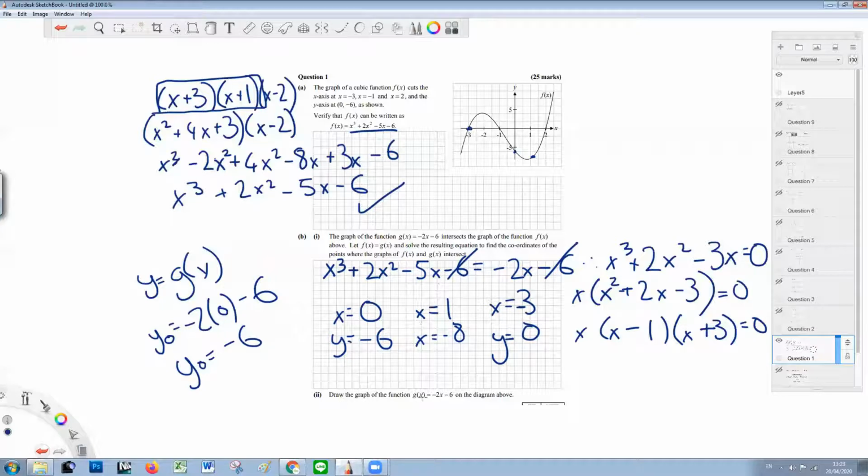Draw the graph of the function g of x on the diagram below. So basically just draw straight through.